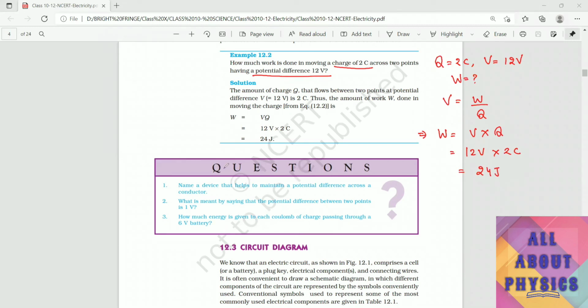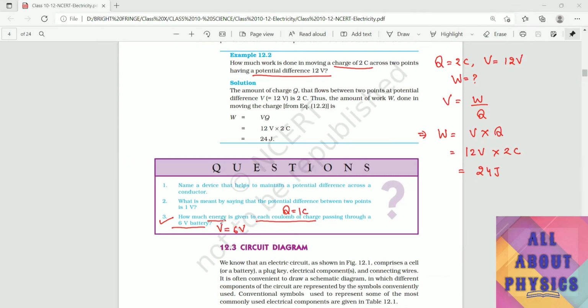It's page number 202, and on the same page, you will find an in-text question. Yes, it is question number 3. How much energy is given to each coulomb of charge passing through a 6 volt battery? Each coulomb of charge means Q is 1 coulomb. So potential difference is given, it is 6 volts. So we have to find energy.